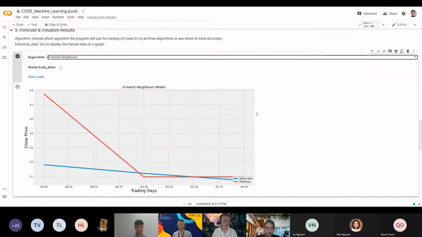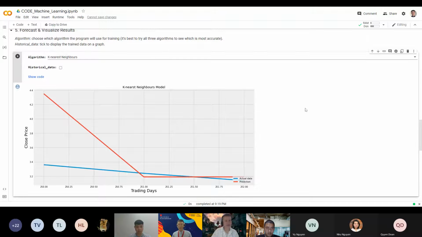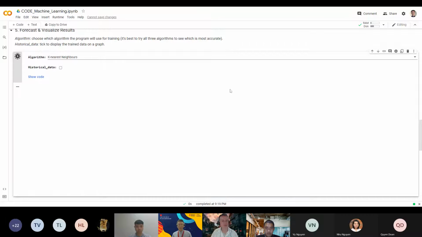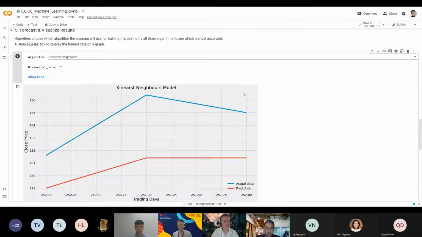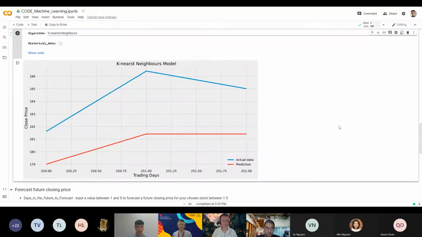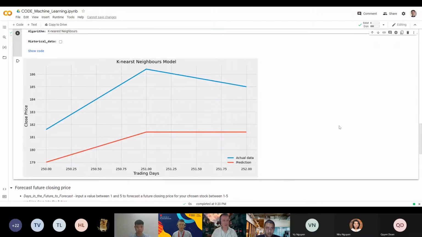So if you select k-nearest neighbors and press play, I've got the green tick. Fabulous. Now let's look at the data. So I asked the software to make a forecast on 3 days worth of data. So you've got 2 curves here.